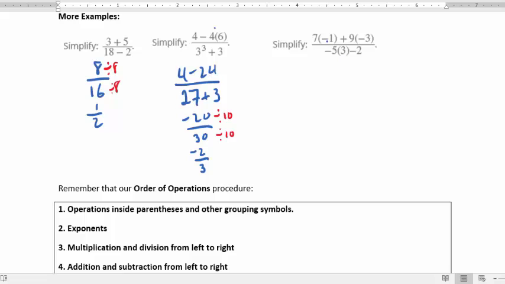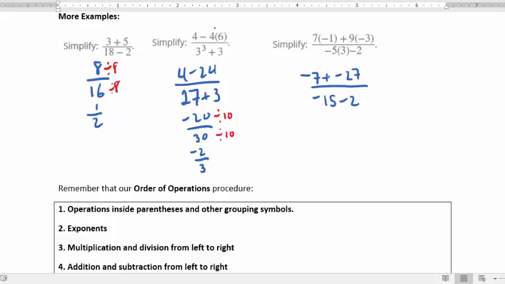And then in this last one now, we have a couple different operations in the numerator, right? We have multiplication, addition, and another multiplication. So this is one of those deals where the addition is going to get done last, so we can do the two multiplications together. So 7 times negative 1 is negative 7. Leave that plus sign. And then 9 times negative 3 is negative 27. So negative 7 plus negative 27. And then in the denominator, we have multiplication and subtraction. So we do the multiplication first, get negative 15 minus 2.